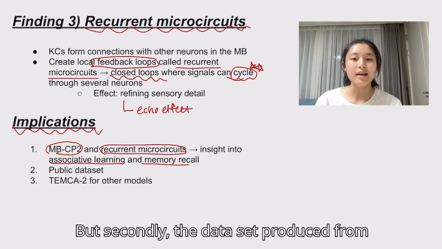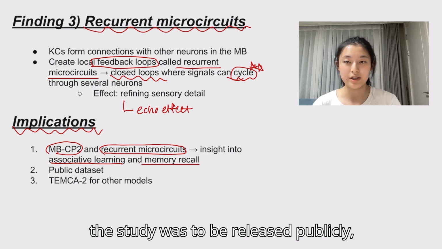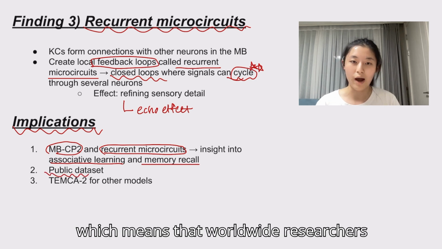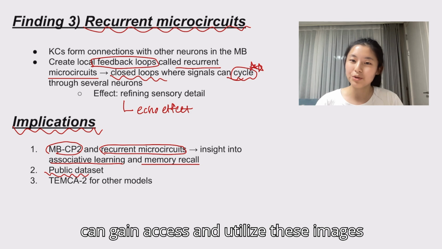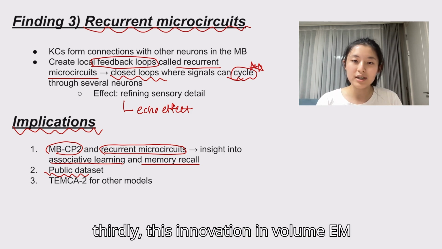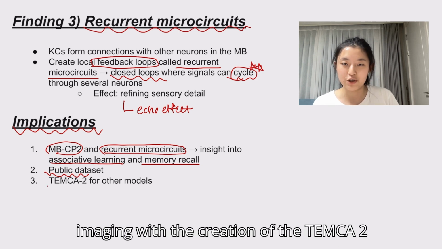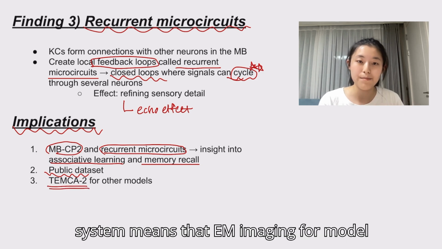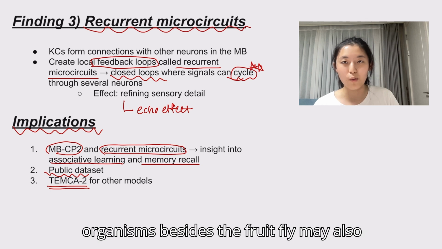But secondly, the data set produced from this study is to be released publicly, which means that researchers worldwide can gain access and utilize these images for comparative studies and such. But thirdly, this innovation in volume EM imaging with the creation of the TEMCA2 system means that EM imaging for model organisms besides the fruit fly may also be possible.